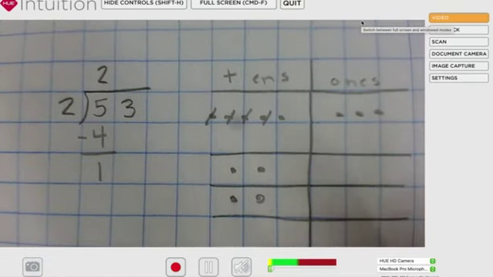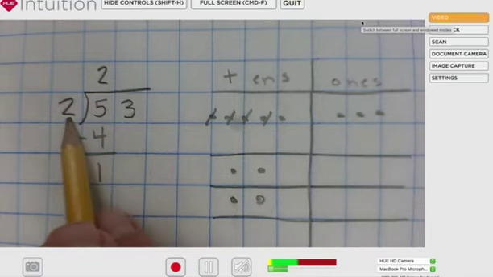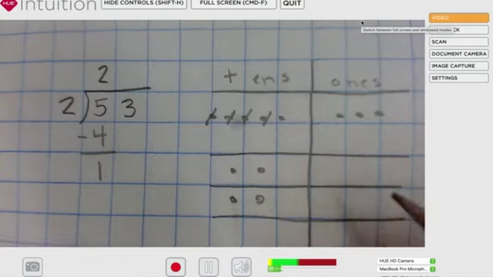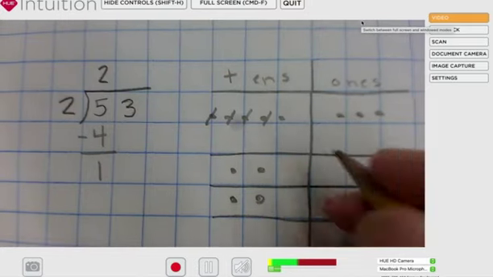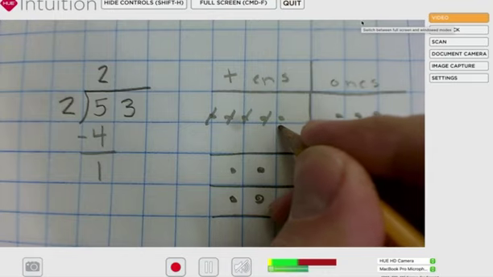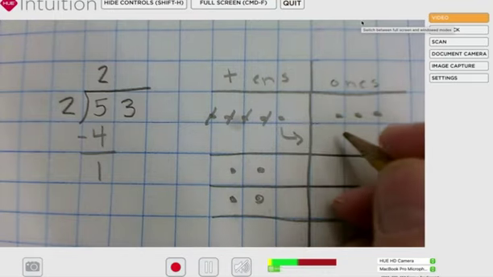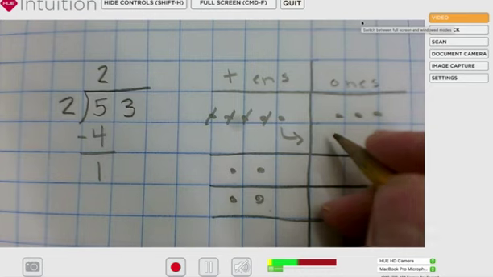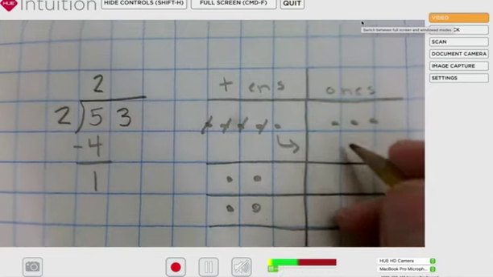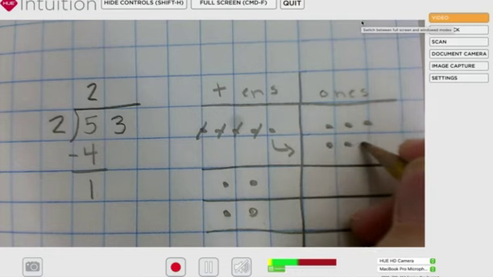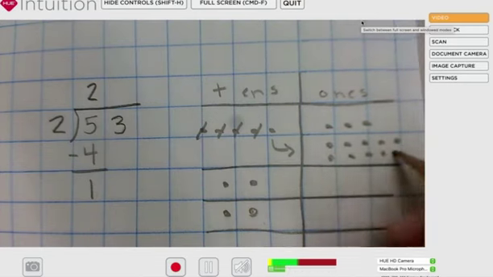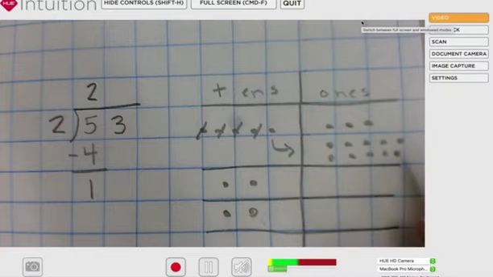Actually, now that I think about it, we do need to unbundle because this did not go in perfectly, did it? And we have to unbundle. Did I make enough room for myself? Oh, sure, I could do this. So we are actually going to unbundle. We're going to take this 1 ten, and we're going to make it into 10 ones. 1, 2, 3, 4, 5, 6, 7, 8, 9, 10. There's enough room.